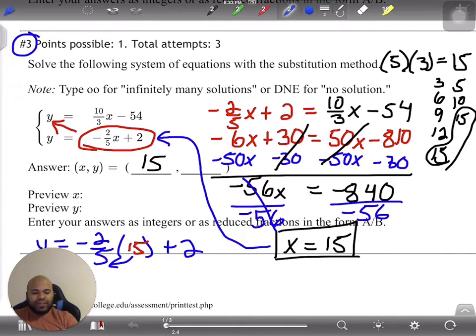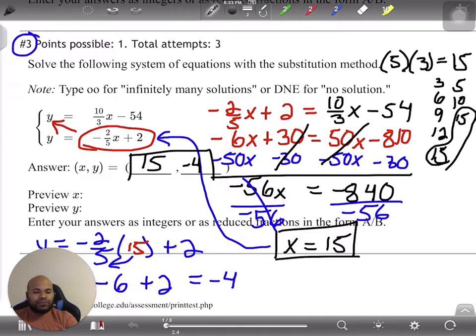Right? 15 divided by 5 is 3. Multiply times negative 2 is going to give me negative 6 plus 2. And negative 6 plus 2 is just negative 4. So my answer here for problem number 3 will be 15, comma, negative 4. That will be the answer for this problem. I hope that makes sense.